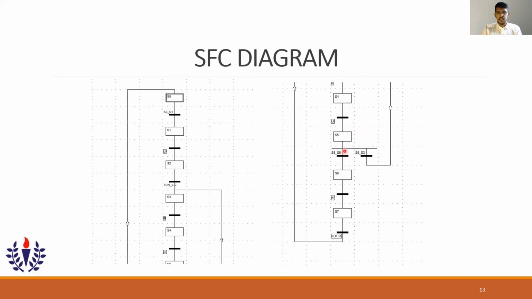Once these four drilling cycles are done, it moves on to the 6th step, where it comes out of the loop and moves on through the S5_S6 transition step to the 6th step. In the 6th step, it starts to retract and go to the high position. And once the piece has been removed from the place, it returns back to the initial step for the next cycle to begin.